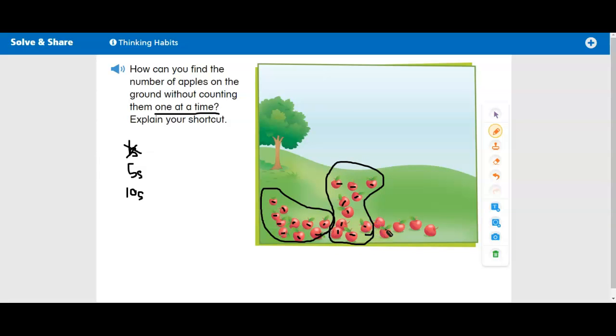Then I can count the leftovers. 1, 2, 3, 4, 5. Now I have 10 plus 10 plus 5. This gives me 25 apples total. 10, 20, 25.